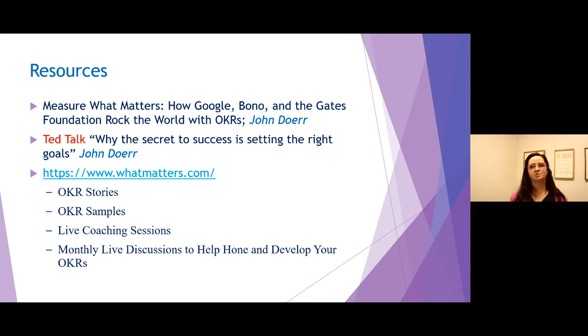They really do a great job, John Doerr does, about sharing how this works, and not only how it works, but how it's worked for big companies, small companies, individuals, and helping them to better achieve what their personal goals were as an individual and for their companies.